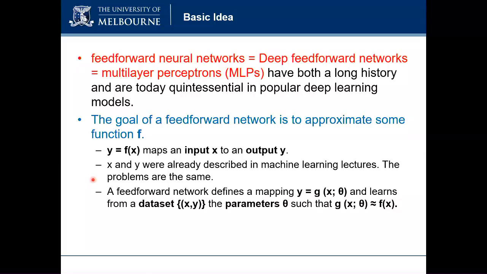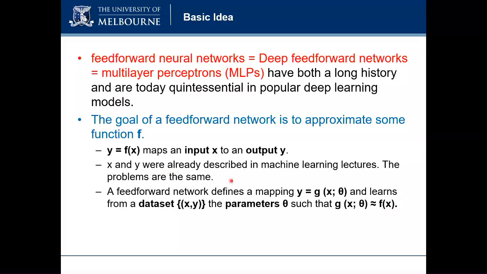Y equals f(x) maps an input to an output. Y could be a set, then you're doing classification. Y could be 0 or 1, then you're doing binary classification. Or Y could be a value, then you're doing regression, and X is your input. So maybe Y is a real-valued function, then you're doing function approximation with real values. The problems are the same: regression, classification, binary, non-binary.